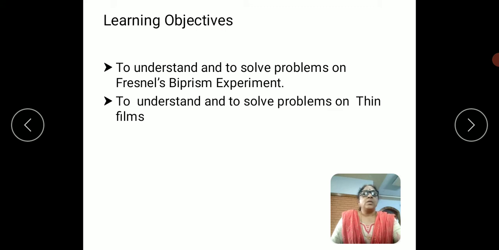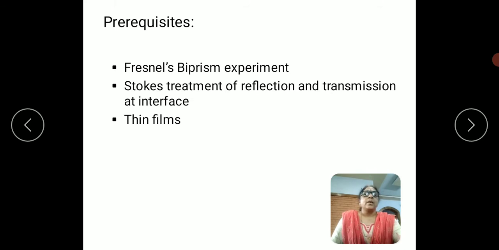The learning objective of this session is to understand and to solve problems on Fresnel's biprism experiment and also on the constructive and destructive interference in case of thin films. So we need some prerequisites. The Fresnel biprism experiment theory, then Stokes treatment of reflection and transmission at interface, and also the condition for maxima and minima in case of thin films.